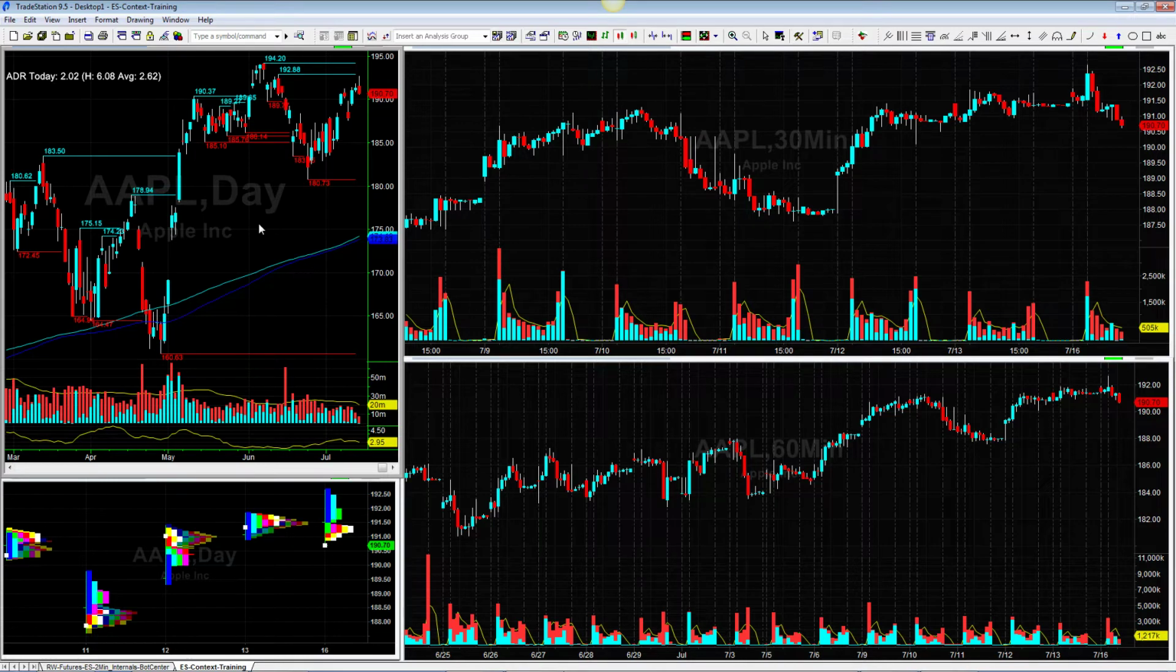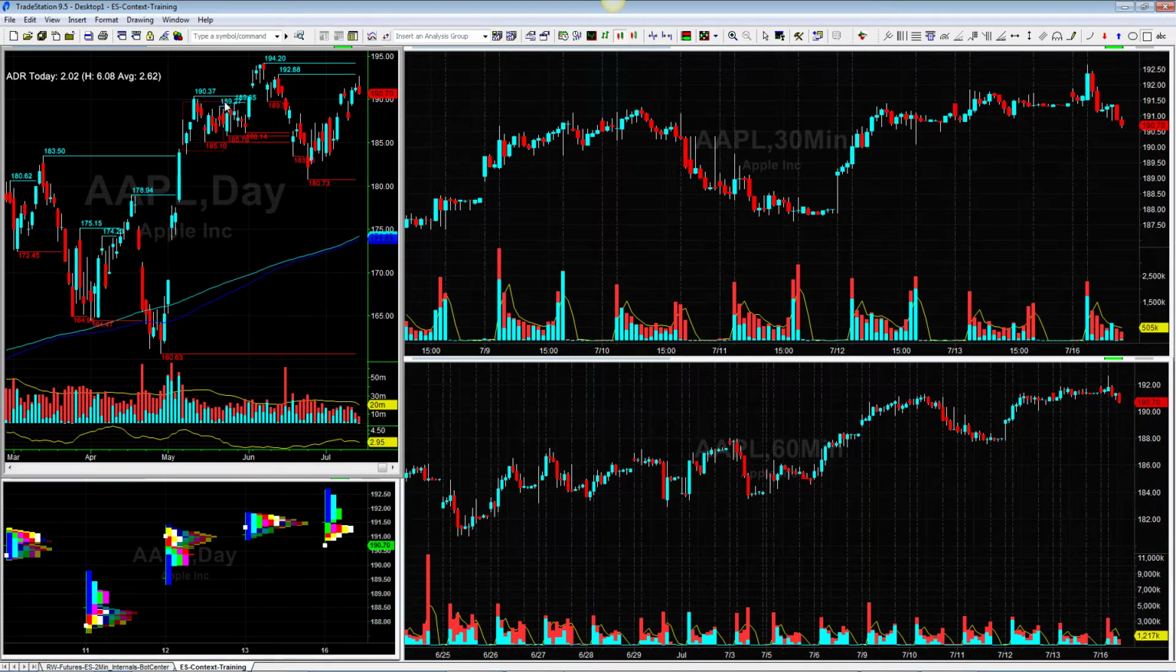So first thing we're going to look for here is we're going to draw a rectangle around our balance area. So right here, this is clearly a balance area. We have a nice tight range between 185.10 and 190.37, somewhere in that range. Okay. So simple thing. Grab your tool.